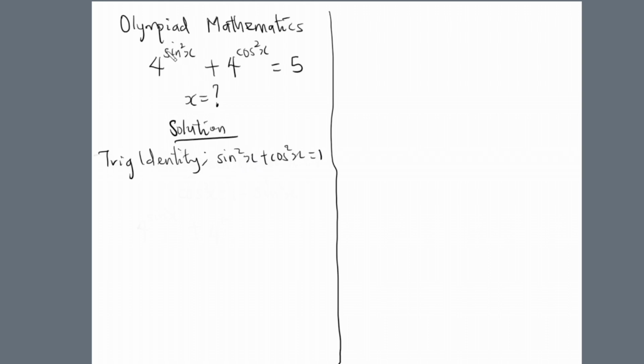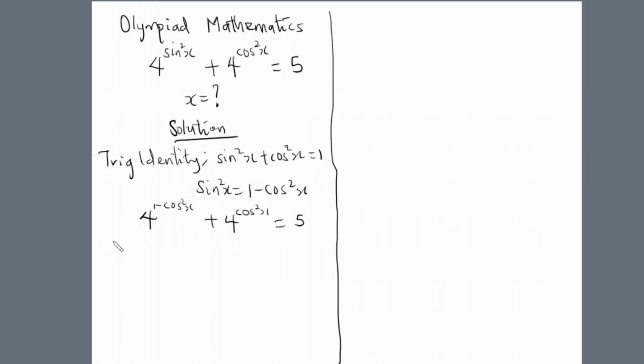Now, the next thing I want to do is replace sine square x, but for that to be possible, I have to make it the subject of this equation. So move cos square x to the right hand side, and we have sine square x is equal to 1 minus cos square x. Now I can replace sine square x with 1 minus cos square x. Back to my question: 4 to the power of 1 minus cos square x plus 4 to the power of cos square x is equal to 5.